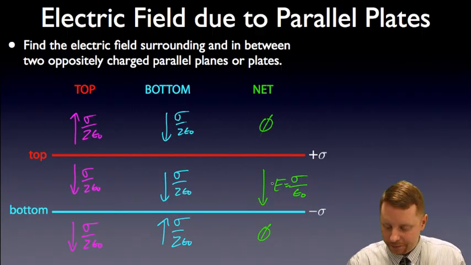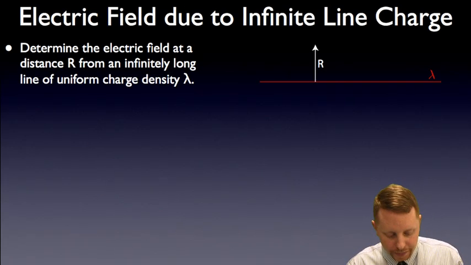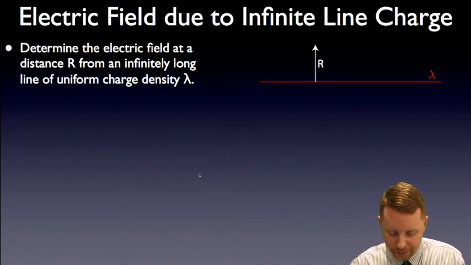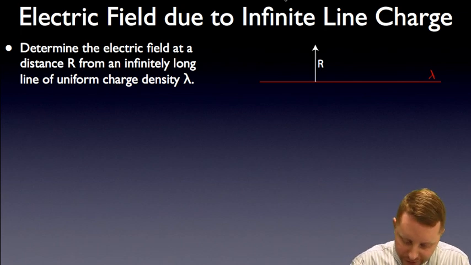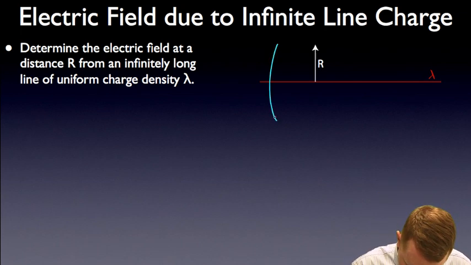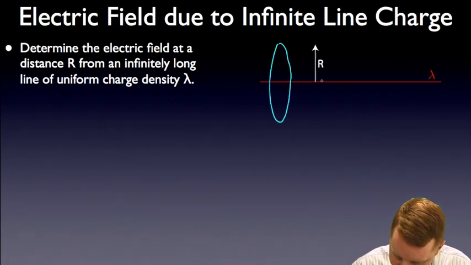Let's try just one more. The electric field due to an infinite line charge with charge density lambda. And we want to go some distance r away from that line charge and figure out what the electric field is at that point. Well, now I'm going to come back to cylindrical symmetry. To help me solve this one, I'm going to pick a Gaussian surface that's a cylinder centered around the line of charge. So there's one end of my cylinder.